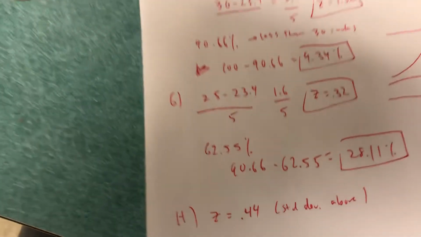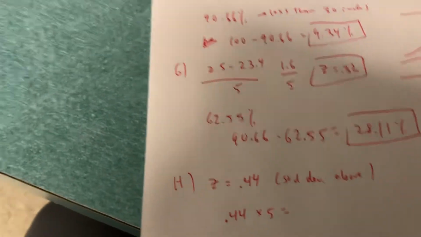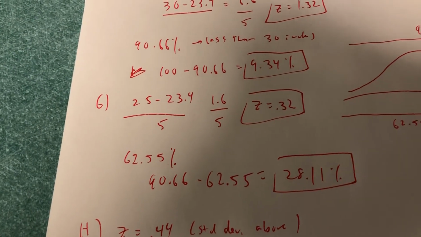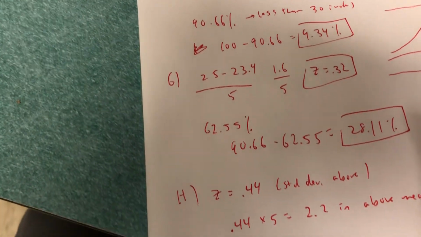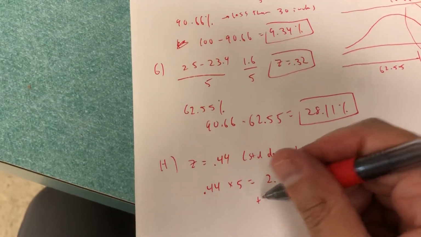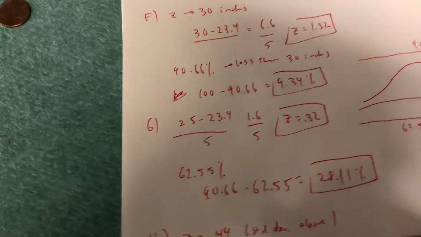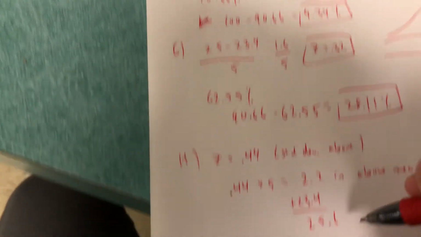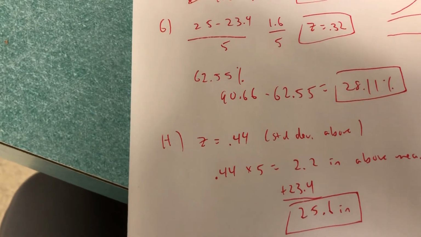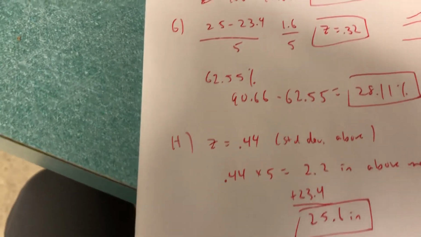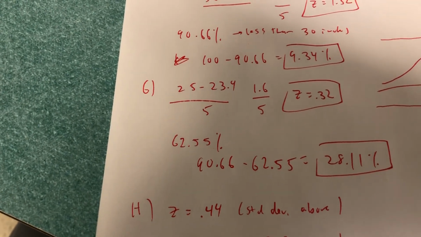Okay, so one standard deviation is 5. So we want to take 0.44 and multiply by 5. And so that's going to be about 2.2 inches above the mean. And we want to know what that height is. Well, the mean was 23.4, so we can add that to 23.4, and we end up getting 25.6 inches of snow. That would be your 67th percentile. So 67% of the years you get less than that amount of snow. All right? And I think for the confidence interval problems, I'm going to do a separate video.